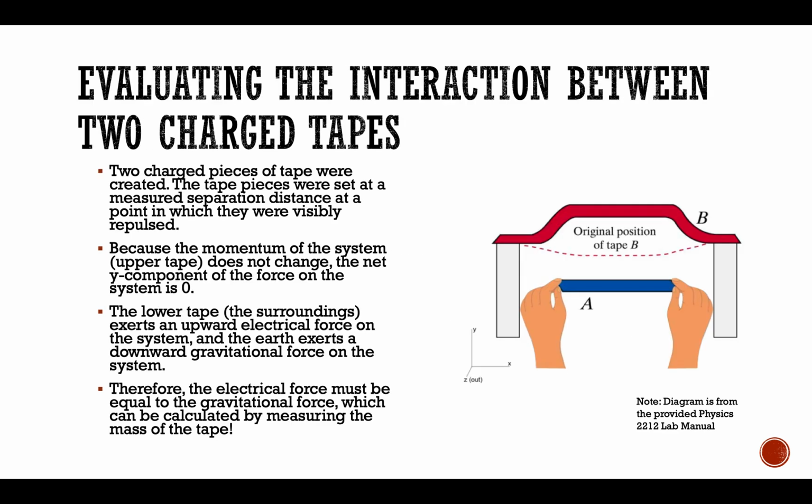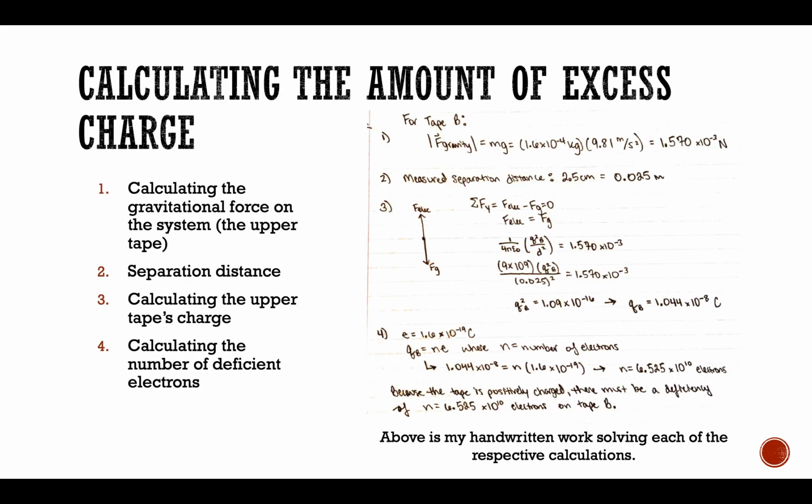After the sign of the charged tape was determined, the interaction between two pieces of charged tape was critically studied. The distance at which the tape pieces repulsed each other was measured. Because the momentum does not change, the net Y force is zero, so the electrical force and gravitational force must be equal and can be calculated by measuring the mass of the tape. To calculate the amount of excess charge, first the gravitational force on the upper piece of tape had to be calculated. As evident by my attached work, the magnitude of the gravitational force could be calculated by multiplying the mass of the tape by the gravitational acceleration, which was calculated to be 1.570 times 10 to the negative third newtons.